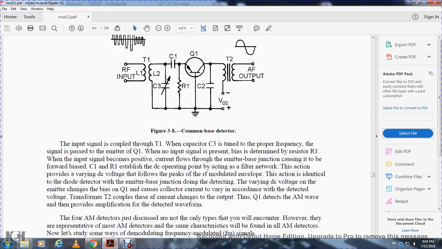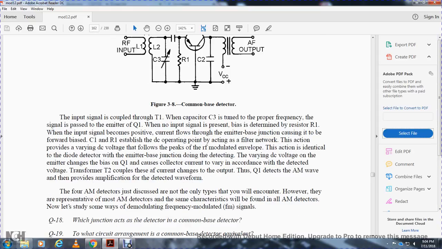The action is identical to the diode detector's emitter base junction. During detection, the varied DC voltages on the emitter and base change the bias of transistor 1, causing the collector current to vary in accordance with the detected voltage. Transformer 2 couples the current changes to the output, so transistor 1 detects the amplitude modulation wave and provides amplification of the detected waveform. The four amplitude modulation detectors just discussed are not the only types you will encounter; however, they are representative, and most amplitude modulation detector characteristics will be found in them.